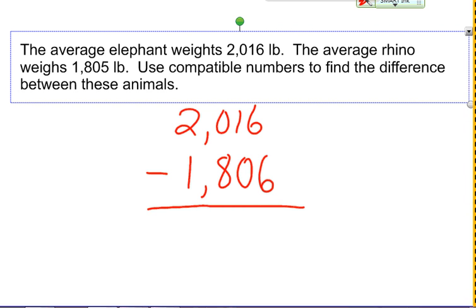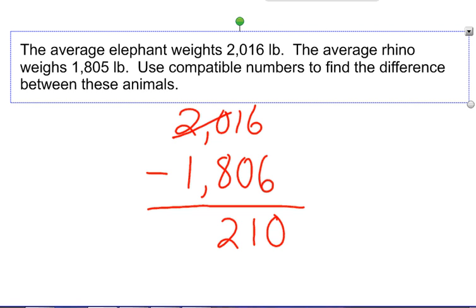Now, 1,806 is not the actual number. However, when I do my subtraction now, 6 minus 6 is 0, 1 minus 0 is 1, and 20 minus 18 gives me 2. And that became a fairly simple problem. I didn't really use estimation. I used a number that was compatible with this 1,805. I made it 1,806, and that made subtracting my 6's much simpler.